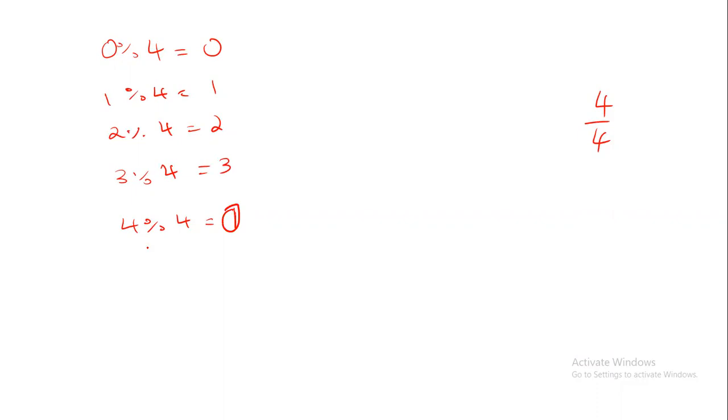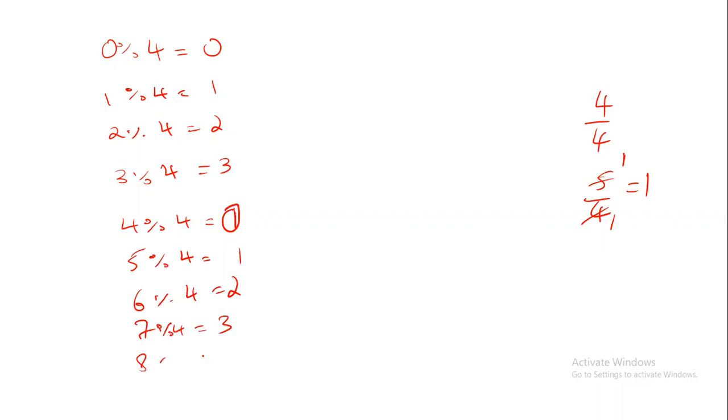Then what is 5 modulus 4? 5 modulus 4 means 5 by 4 you have to do. 4 ones are 4, 1 more is remaining, answer is 1. 6 modulus 4, answer is 2. 7 modulus 4, answer is 3. 8 modulus 4, answer is 0, right? 9 modulus 4, answer is 1. So what I want you to understand is this.